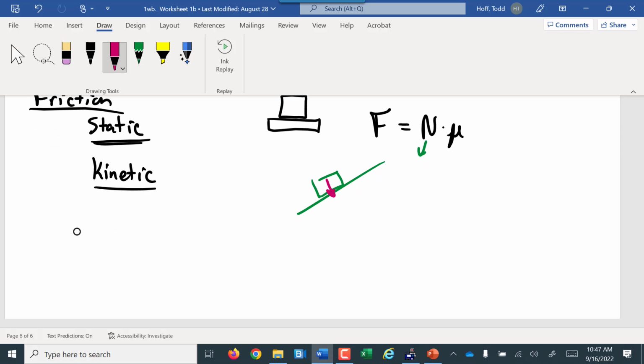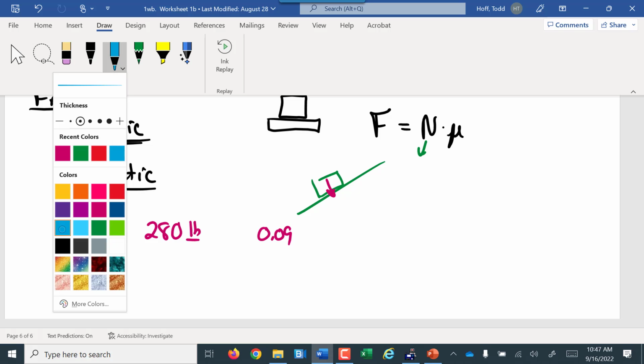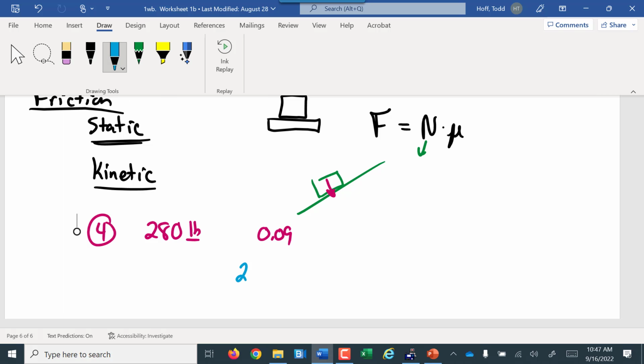So looking at the first worksheet there, number 4: find the force of friction on a 280-pound object dragged across a flat surface. We're assuming flat means level as well, where the coefficient of friction is 0.09. So the force required to overcome that force of friction is the normal force, 280 pounds, times the 0.09. 280 times 0.09 is 25.2 pounds of force that would be required to drag that.